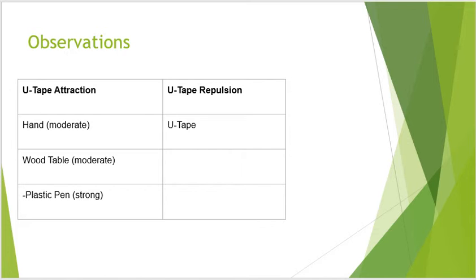In order to determine the sign of the charged tapes, I observed and documented the interactions between the tape and my hand, a wooden table, a negatively charged plastic pen, and another charged tape. The U-tape showed a moderate attraction to my hand and the table because these objects should be neutral and show some attraction. The plastic pen and the U-tape showed a strong attraction. Because we know that the plastic pen has a negative charge, it was then found that the U-tape must have a positive charge. Because two identically prepared U-tapes repelled each other, it was clear that they were both positively charged.